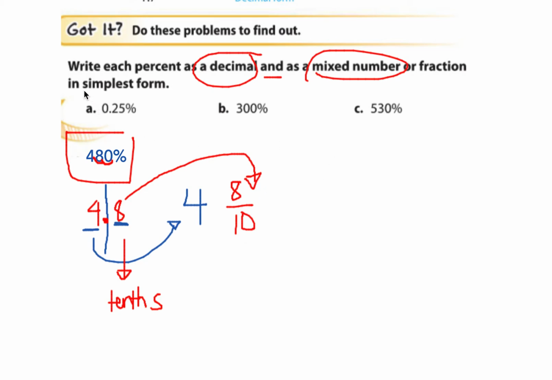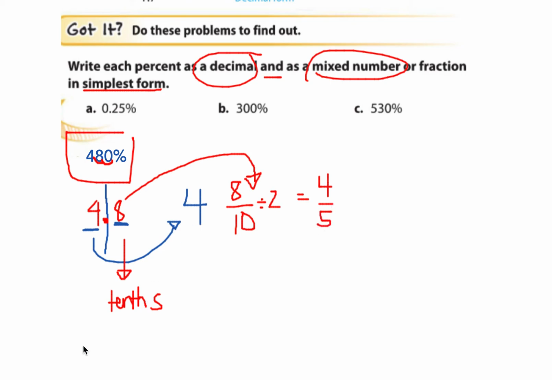Now I have to put it in simplest form, so I have to divide. I'm going to find my GCF. You can make your trees. It's going to be 2. And 8 divided by 2 is 4. 10 divided by 2 is 5.